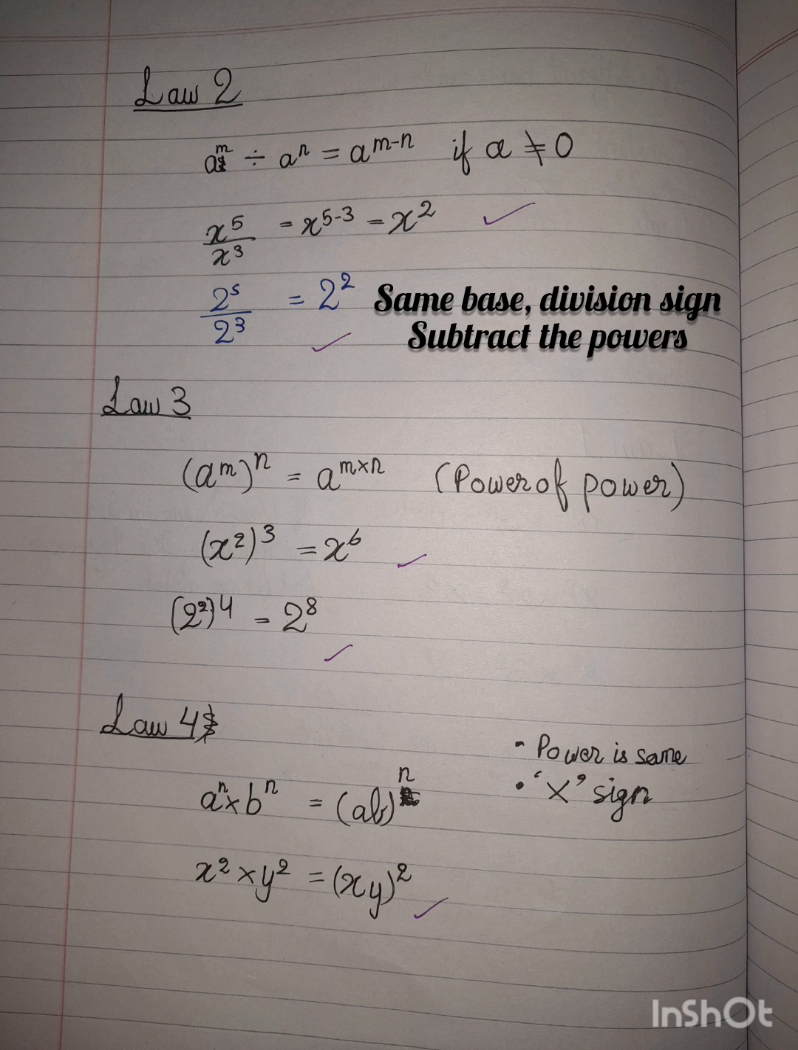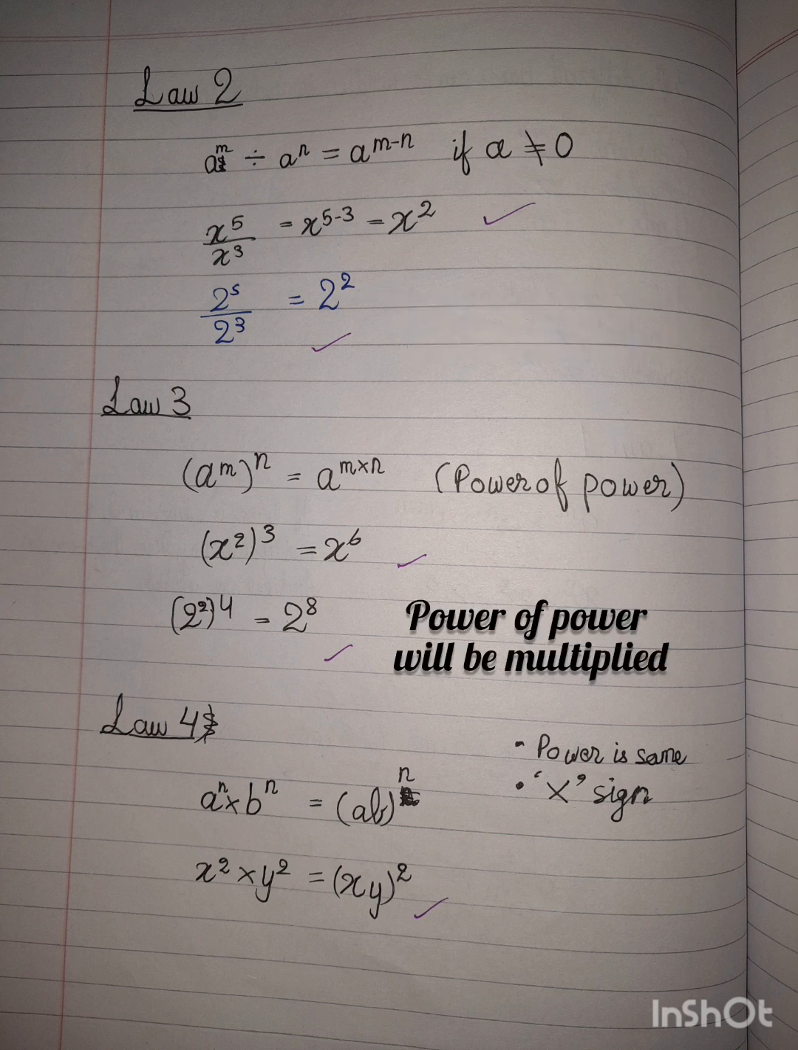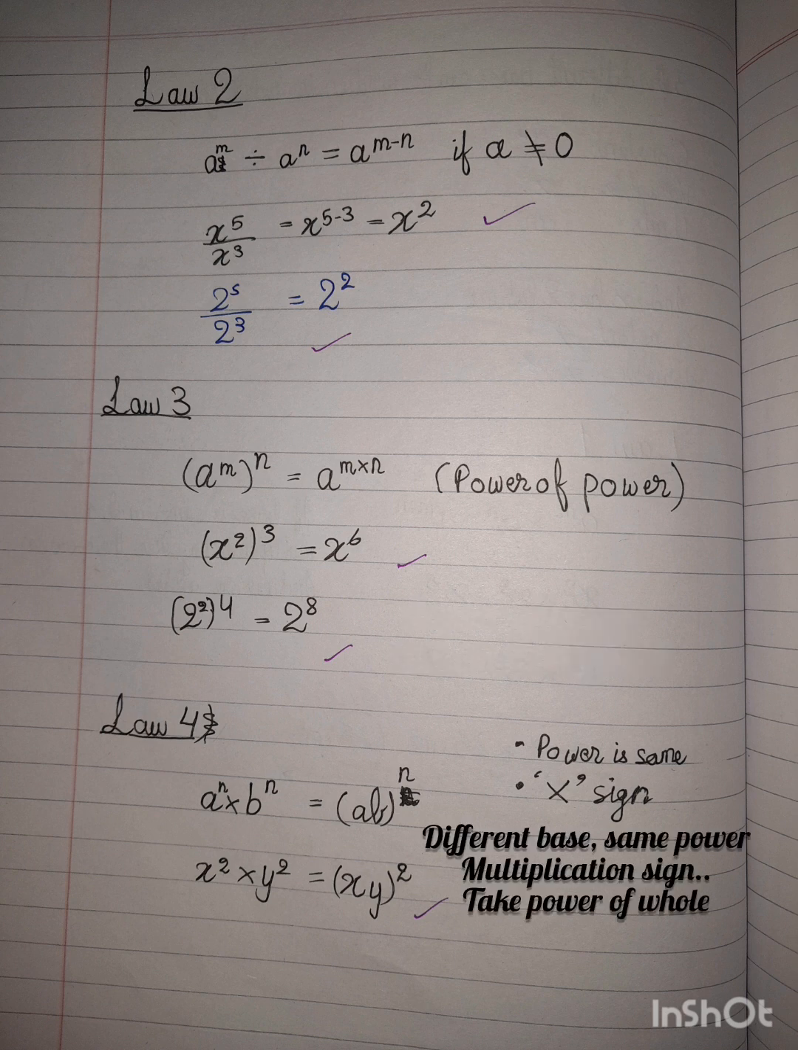This is law number 2, which is applicable when there is same base and there is divisibility sign. Law number 3 is power of power, which will be multiplied. Law number 4 is different base but the power is same and there is a multiplication sign, so we will take power of the whole.